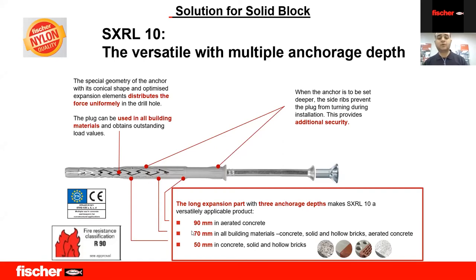We will be able to use it in different types of material according to depth or the anchorage depth. For example, in the concrete, 50 mm inside the concrete will be enough. In the different building material, which we are discussing now, which is the solid block and the hollow block, also it can be used up to 70 mm, and the aerated concrete will increase it a little bit more in order to get the required load. It will be 90 mm.